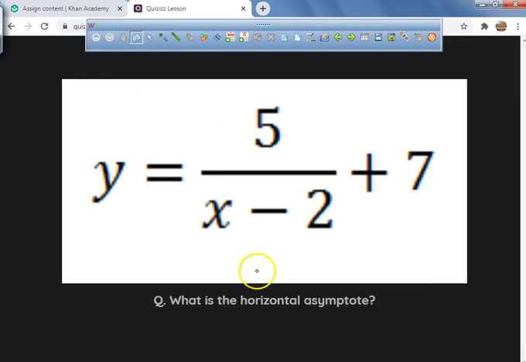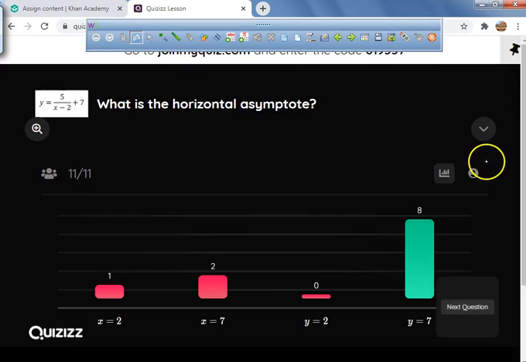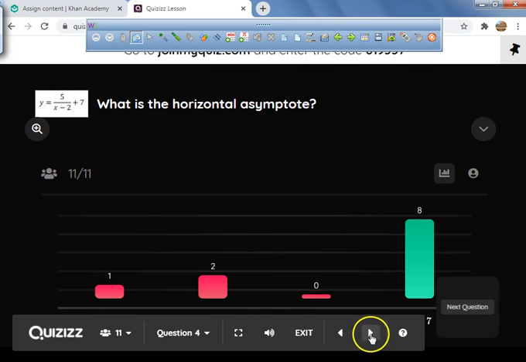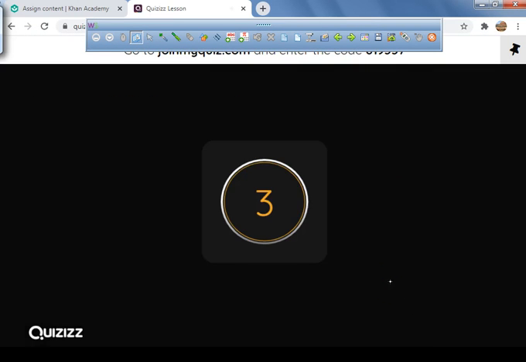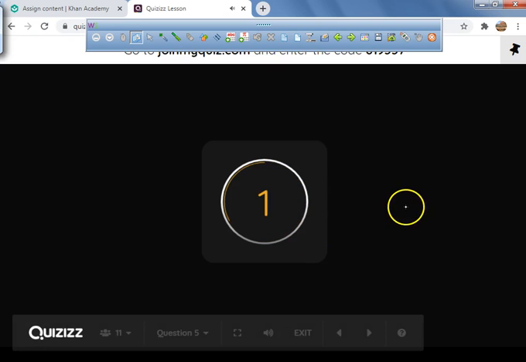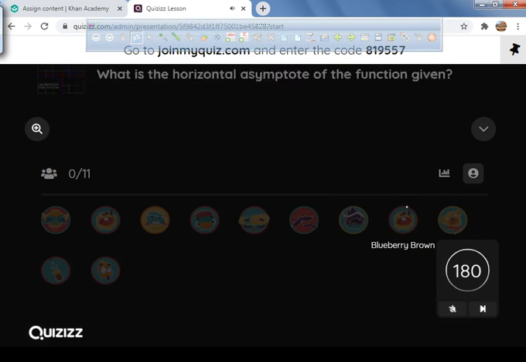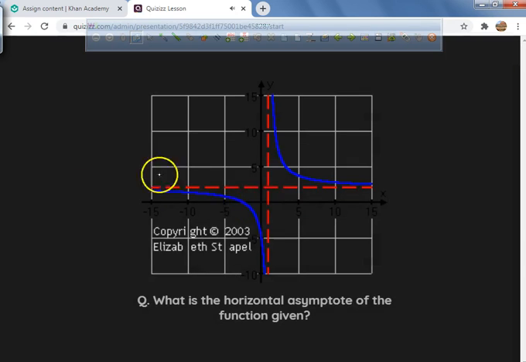Okay? So let's see here. All right. Not bad, not bad. You guys are starting to see the patterns here. Okay. Oh, wow. That's hard to see. That is hard to see.